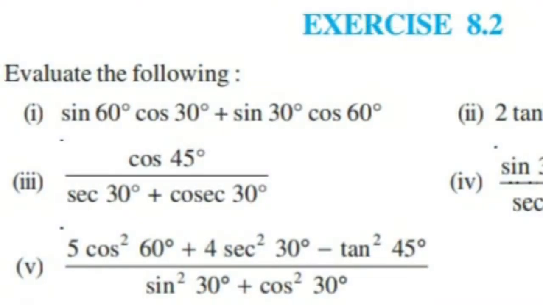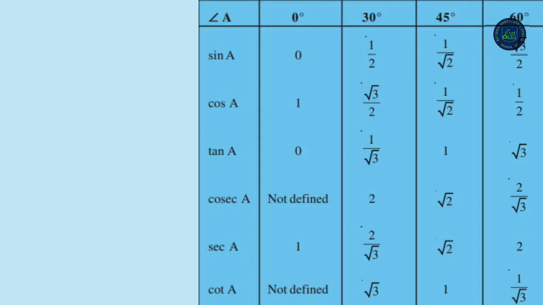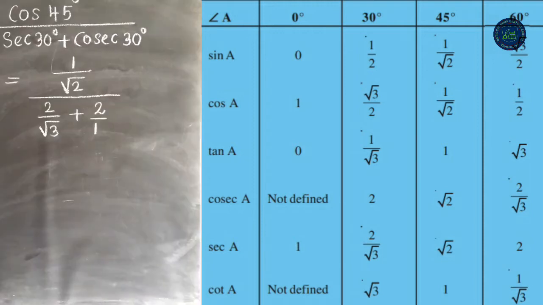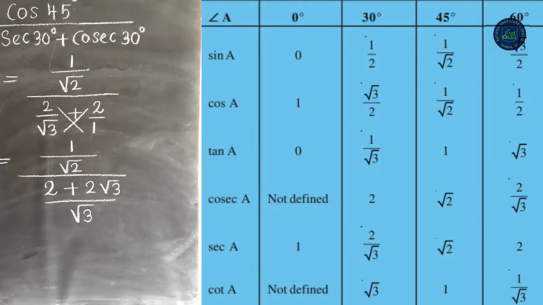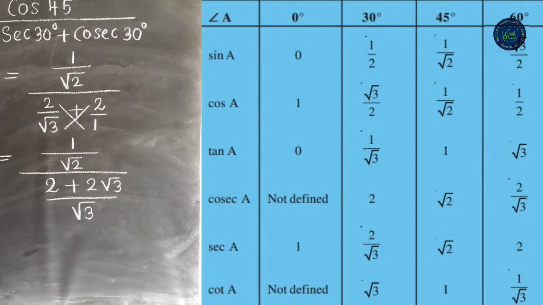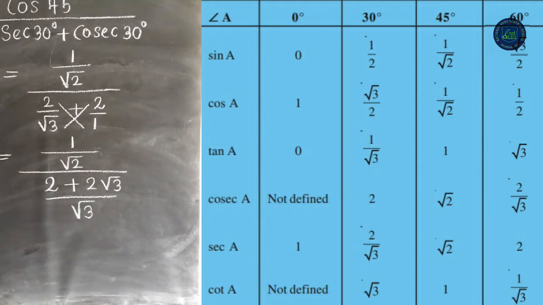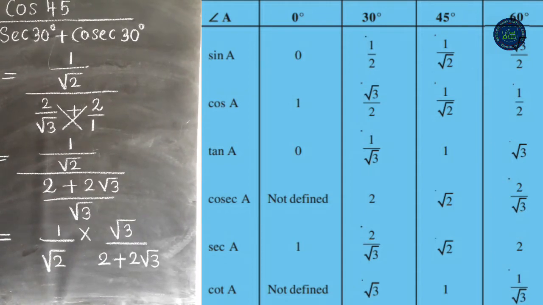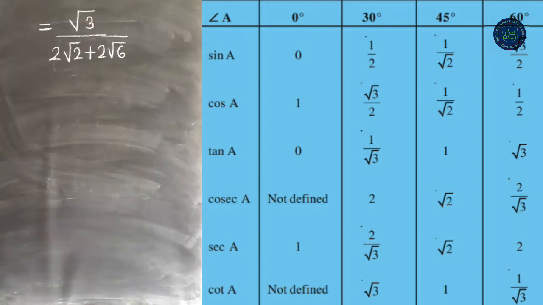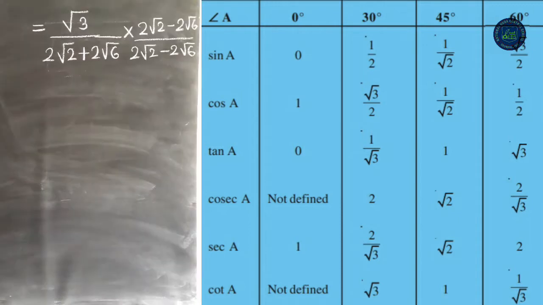Question, cos 45 degrees divided by sec 30 degree plus cosec 30 degree. If you substitute the values, it becomes cos 45, what is that? 1 by root 2 divided by sec 30, 2 by root 3 plus cosec 30 is 2 by 1. Denominator, if you cross multiply, it becomes 2 plus 2 root 3 divided by root 3, and multiply with the reciprocal. So it becomes 1 by root 2 into root 3 by 2 plus 2 root 3. Multiply, you will get root 3 divided by 2 root 2 plus 2 root 6.